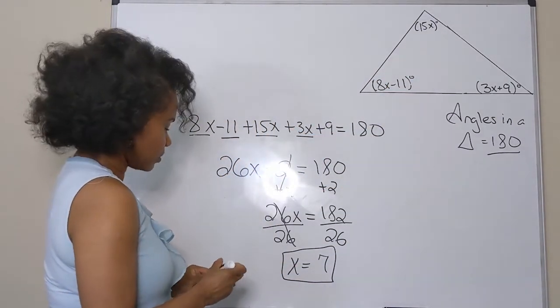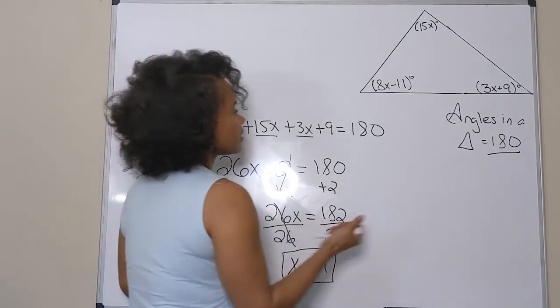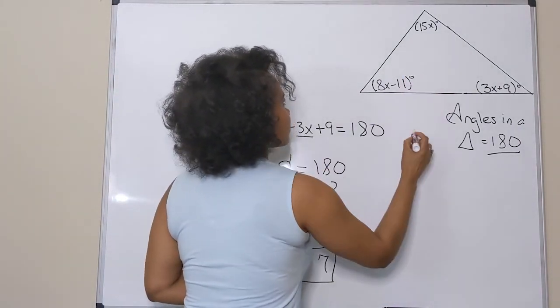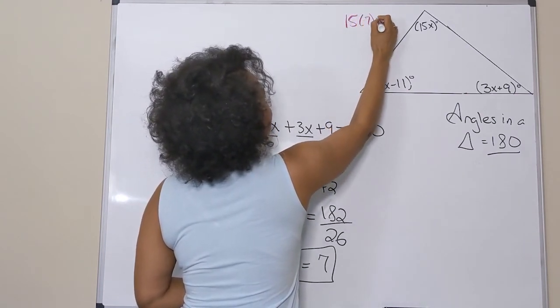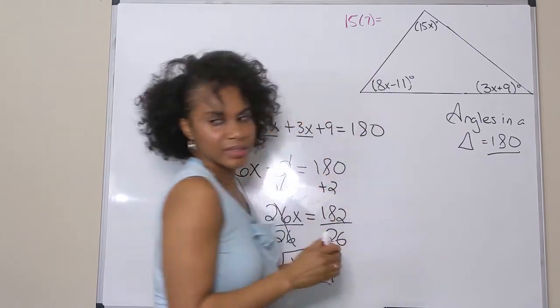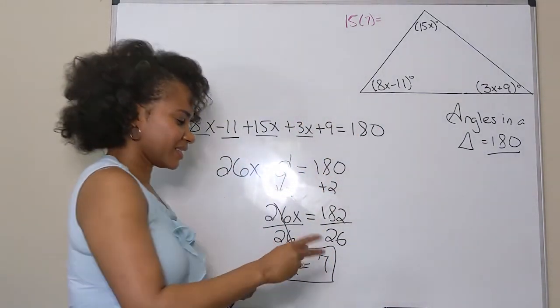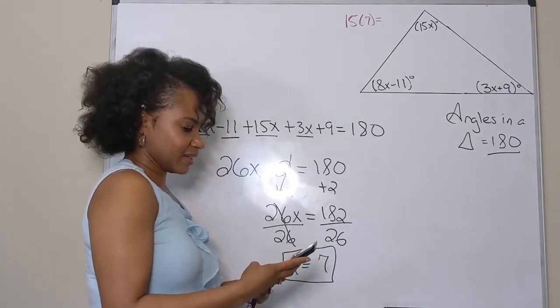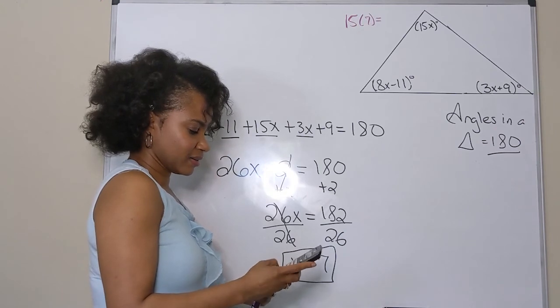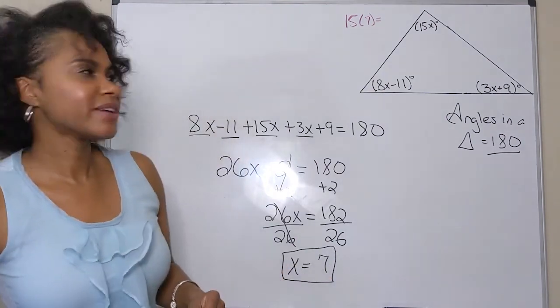All right, so let's see. 15x. So that would be 15 times 7. All right, and 15 times 7. Can't think of it right off the top of my head. Let me get my calculator. That is 105.